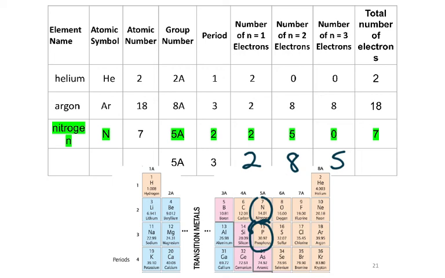But now we can fill it in any order. We know that it's element number 15, so it has 15 electrons. We also know that 2 plus 8 plus 5 is 15, and we know that it's phosphorus.